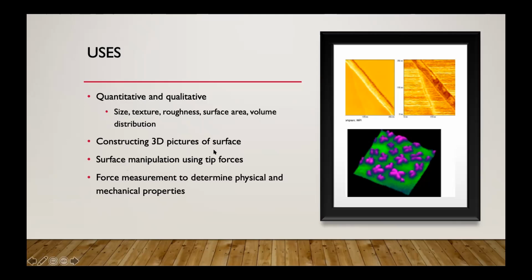You can also utilize these cantilever tips for surface manipulation. So you can manipulate the surface of that nanomaterial and put pores or detectors or things on a nanomaterial. And then you can also use the force measurement of that tip based on the graph that I showed previously. That's how you can determine some of the physical and mechanical properties of the nanomaterial that you're scanning or looking at.